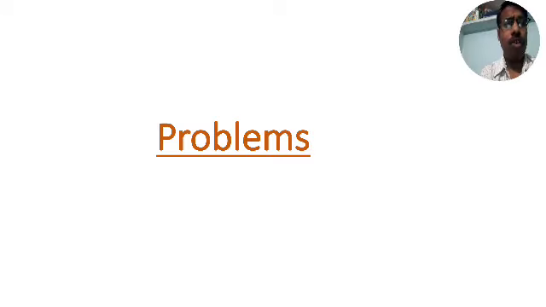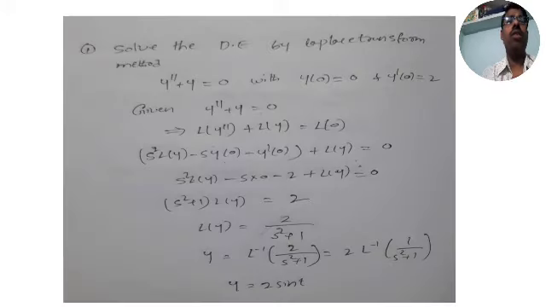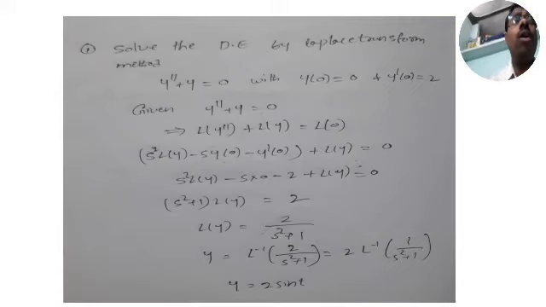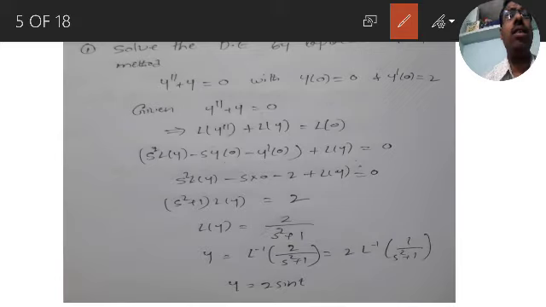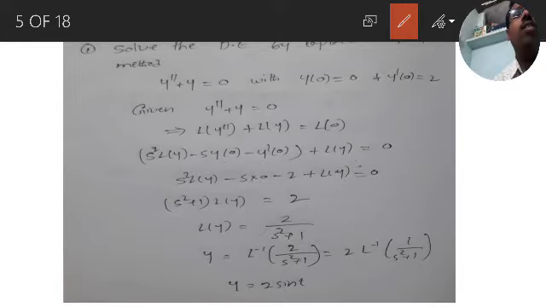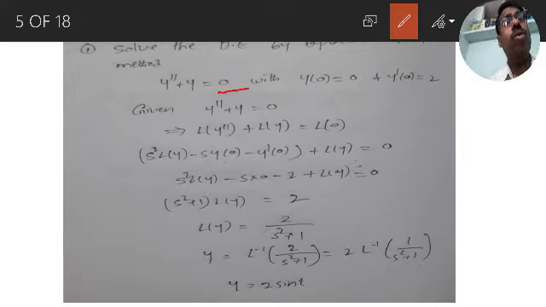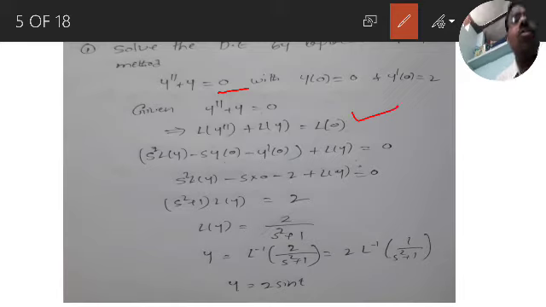That is the first problem of homogeneous type. Solve the given differential equation by Laplace transform method: y double dash plus y is equal to 0, with y of 0 is equal to 0 and y dash of 0 is equal to 2. Is it homogeneous or non-homogeneous? I already told you, we are going to solve homogeneous first, then non-homogeneous. Here the right hand side is 0, so it is homogeneous. The first step: apply Laplace transform on both sides, that is L of y double dash plus L of y is equal to L of 0.